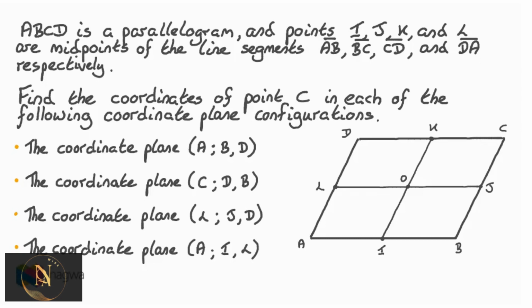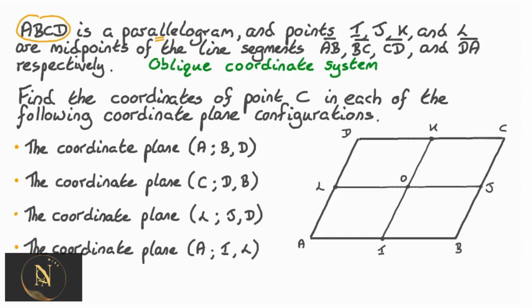ABCD is a parallelogram, and points I, J, K and L are midpoints of the line segments AB, BC, CD and DA respectively. Find the coordinates of point C in each of the following coordinate plane configurations: the coordinate plane ABD, the coordinate plane CDB, the coordinate plane LJD, and the coordinate plane AIL.